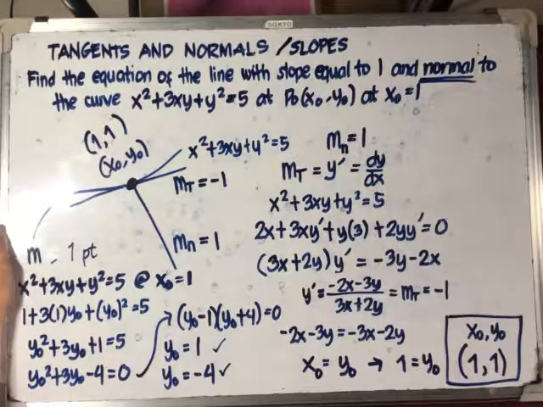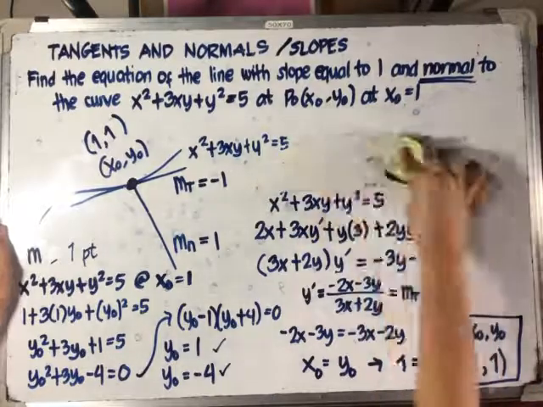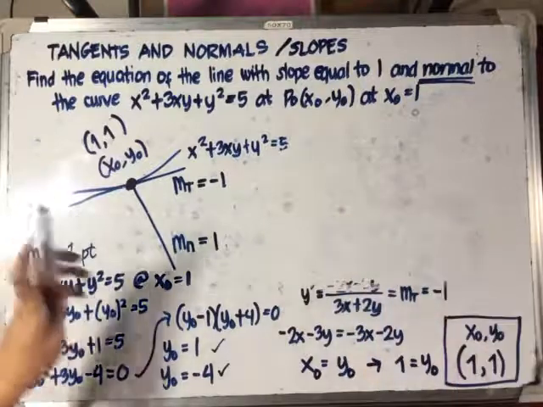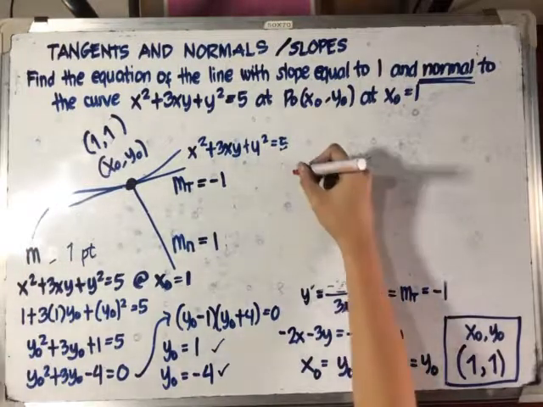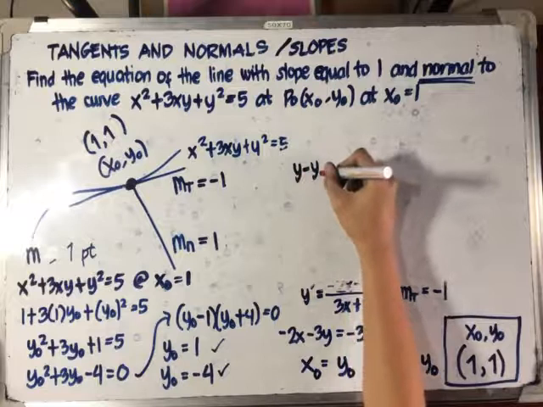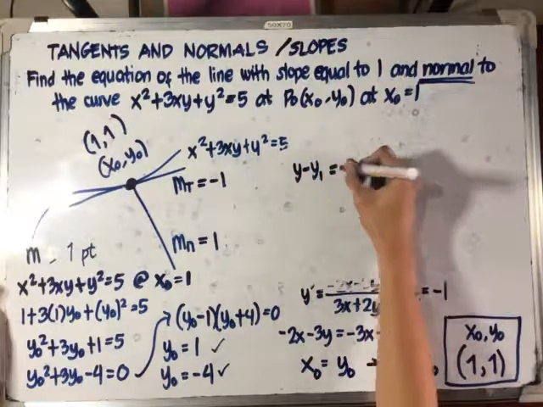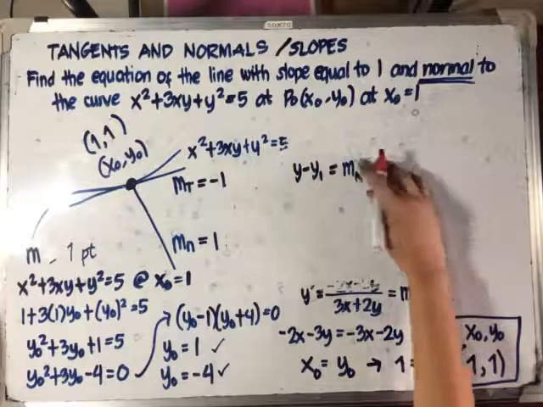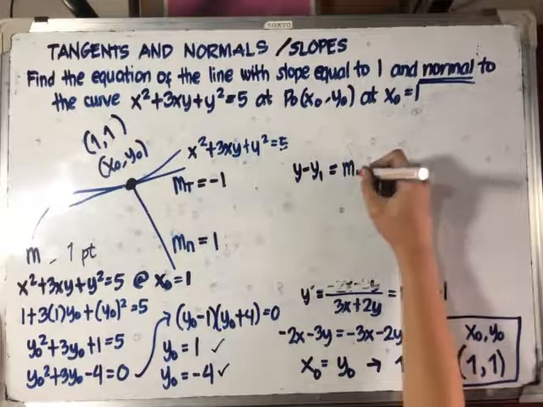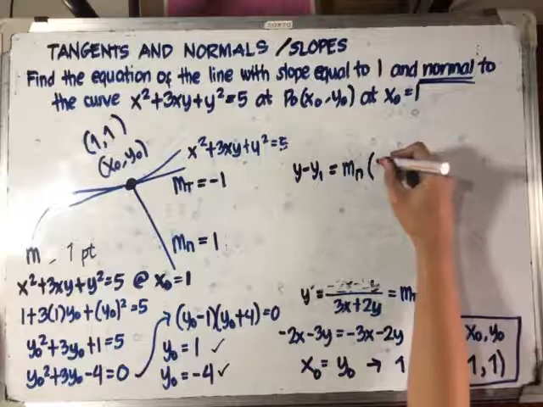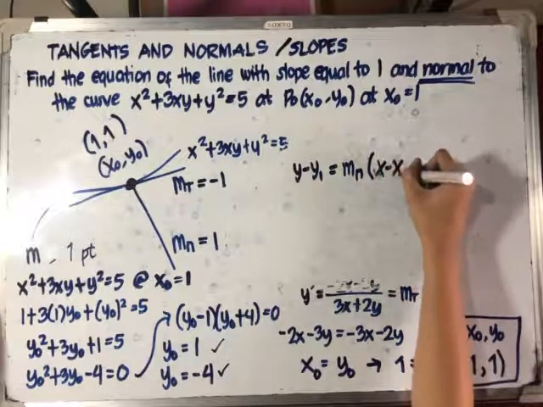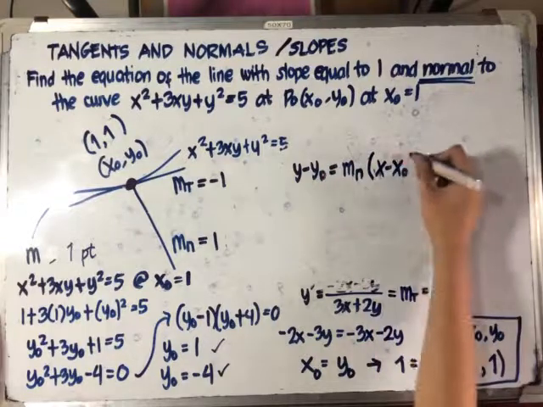Okay? Let me erase this part here to complete our solution. We have a slope and we have 1 point. We can get our equation. That is y minus y sub 1 equals m. This time, normal line ang kinocompute natin. We are getting the m of the normal line. Okay? X minus x sub o. Sub o kasi yung given.